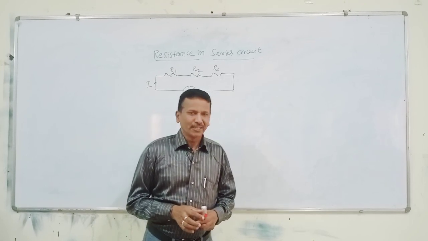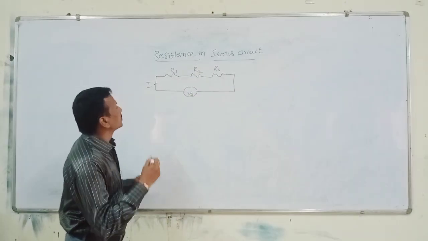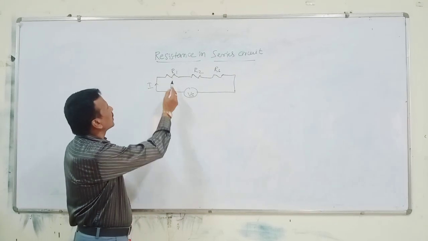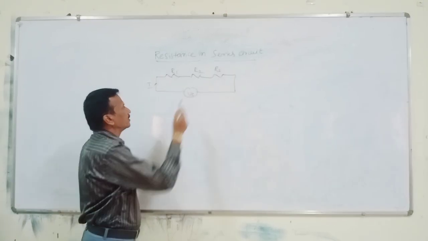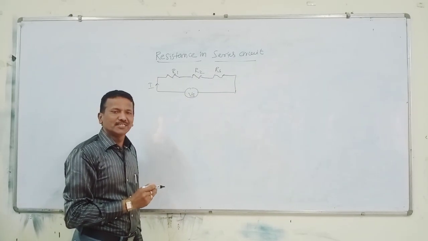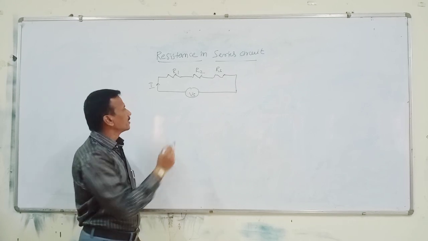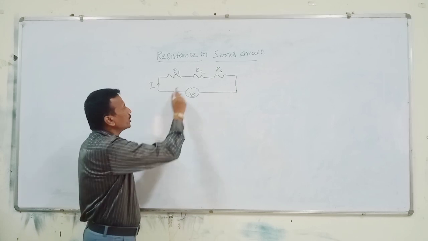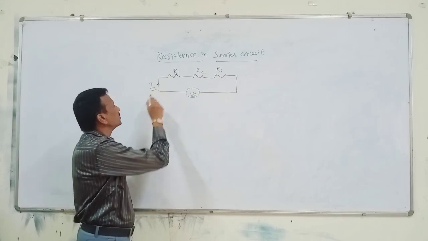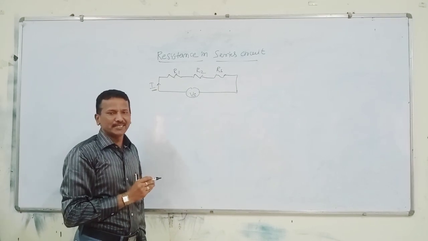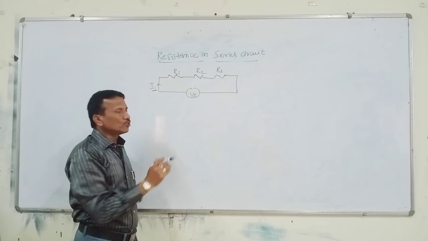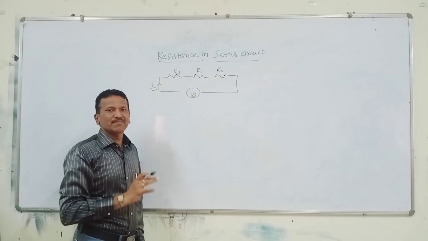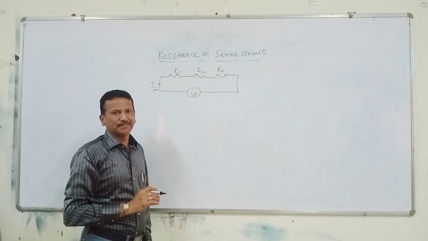Now, if you see this circuit diagram, students, R1, R2, R3 are three resistors which are connected in series, and this is our input source Vs. When the circuit is closed, what happens? There is a path that current can flow easily. So series connection plays a major role in electrical systems.